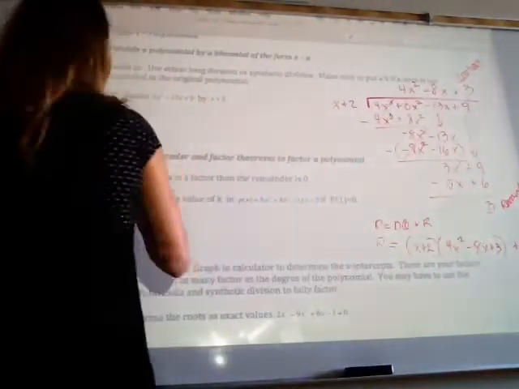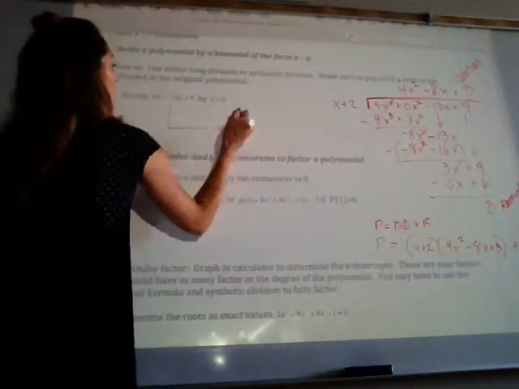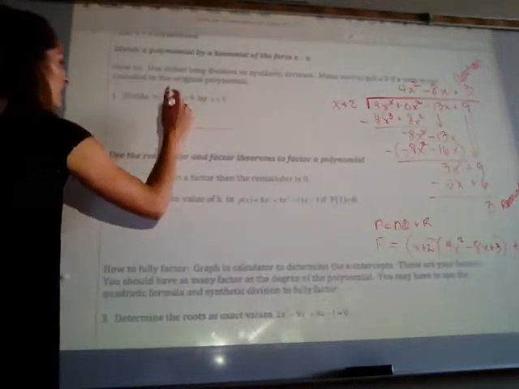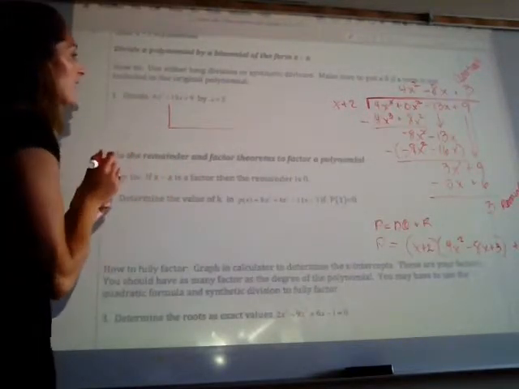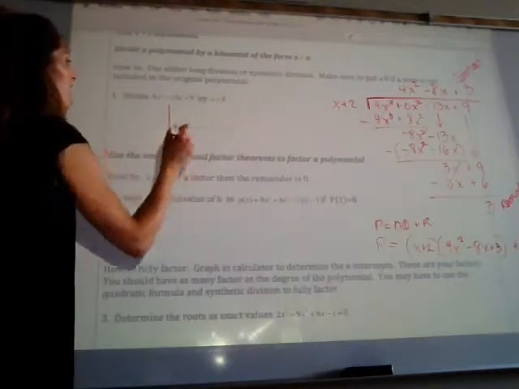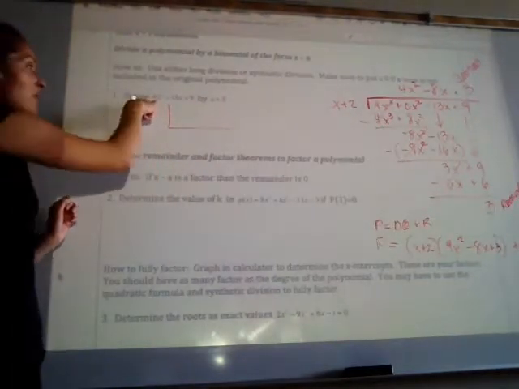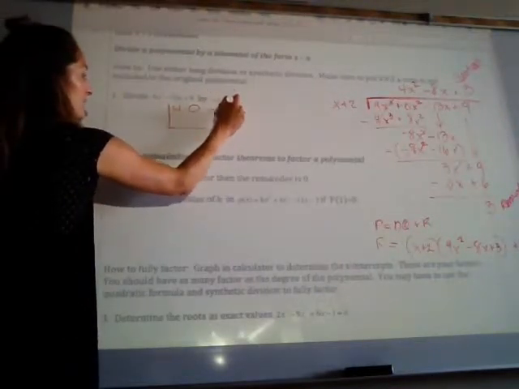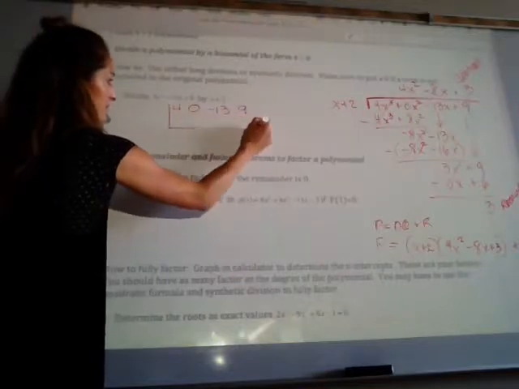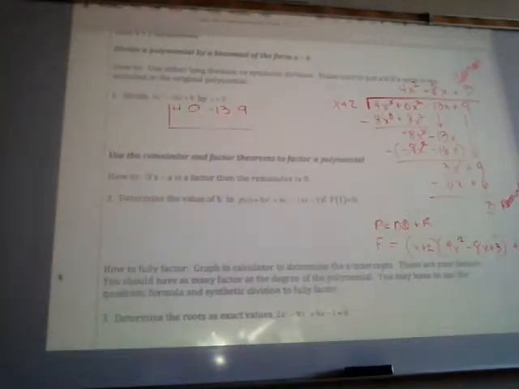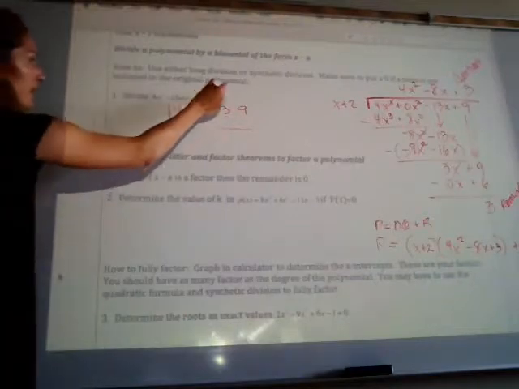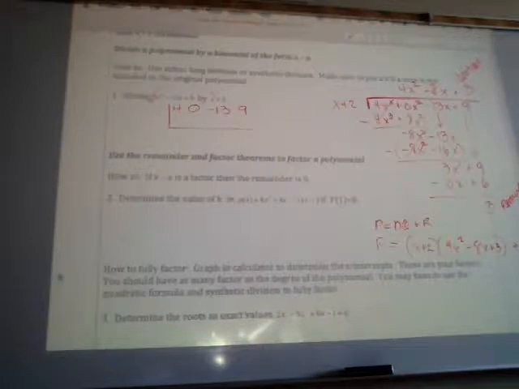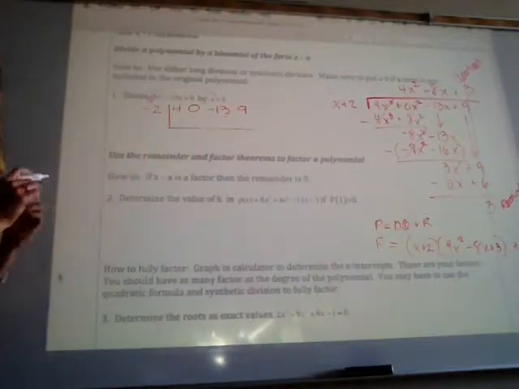Let's review synthetic division. So, place your bar upside down. Okay, on the top level of the bar, we're going to put the coefficients of the polynomial. So we have 4x cubed, 0x squared, negative 13x, positive 9. The number that goes on the side is always the value of x if that was equal to 0, so we put negative 2.